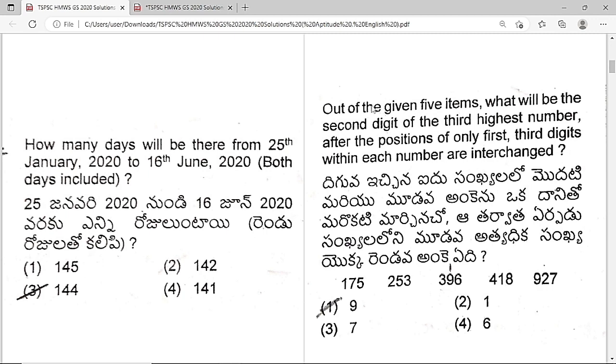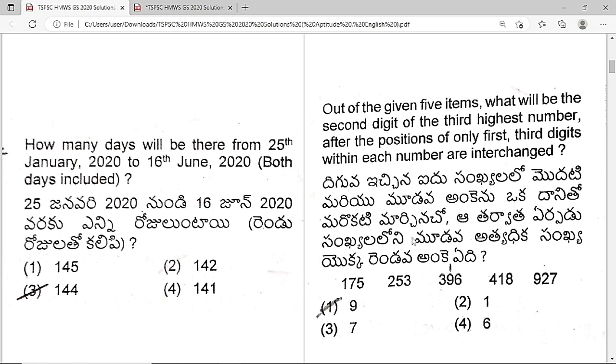Listen carefully. Out of the given 5 items, so item 1, item 2, item 3, item 4, item 5. So out of the given 5 items, what will be the second digit of the third highest number? So what will be the second digit of the third highest number after the positions of only first third digits within each number are interchanged?